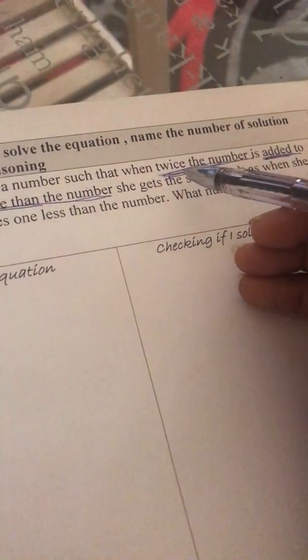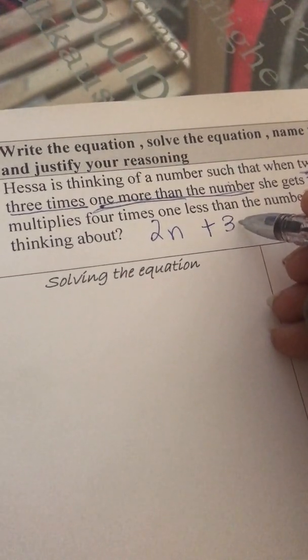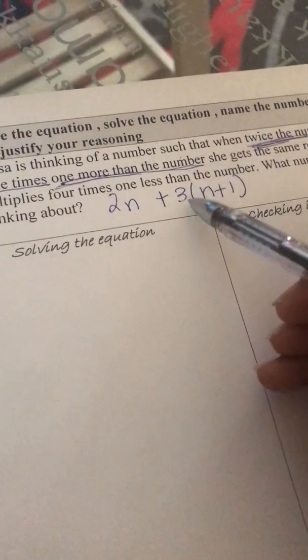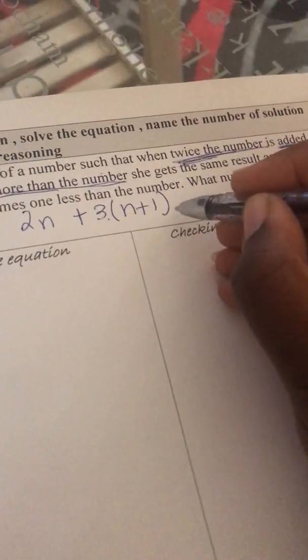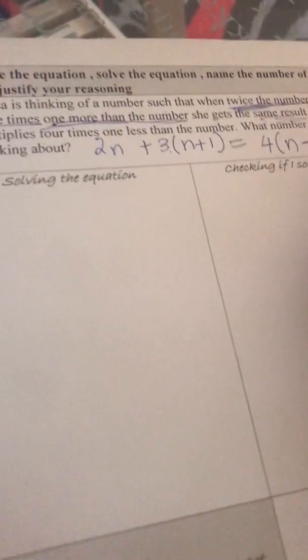So what is happening to the number? Twice the number. So twice the number is added to 3 times 1 more than the number. 3 times 1 more than, so then the number times 3, okay? She gets the same results. Same results means equal, when she multiplies 4 times 1 less than the number. So that's the equation you're solving.